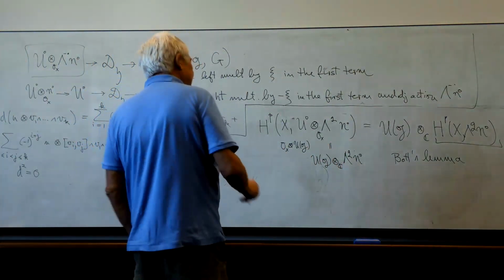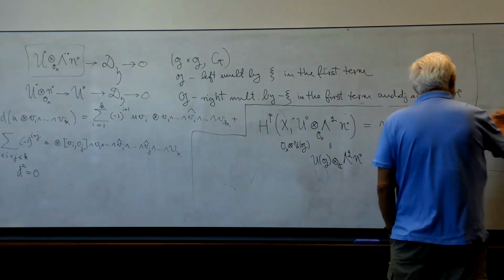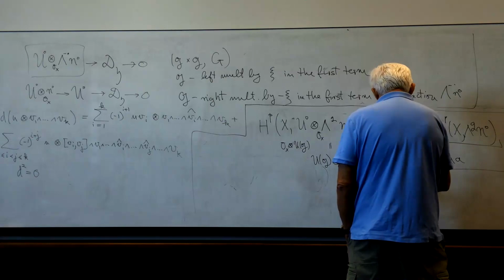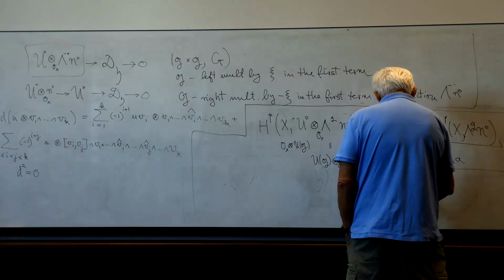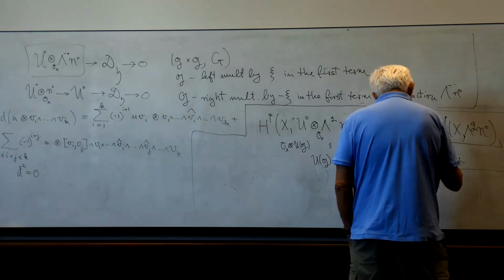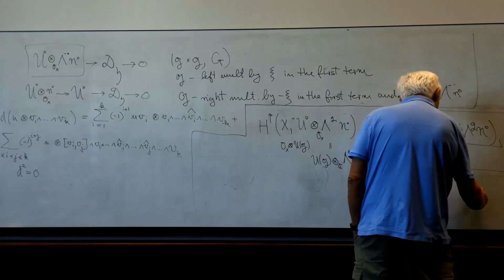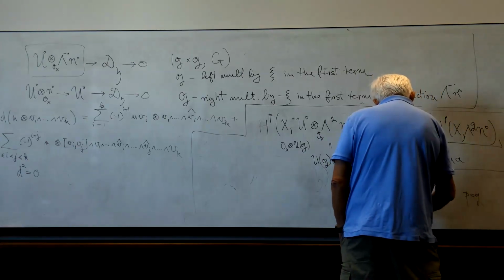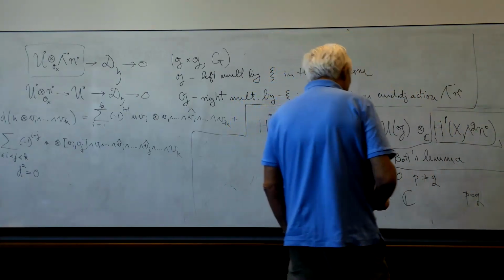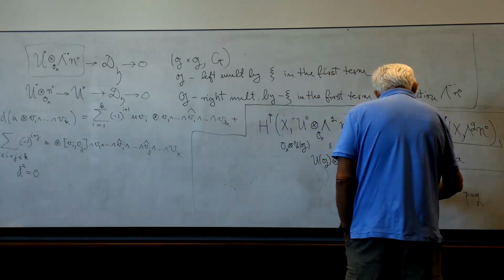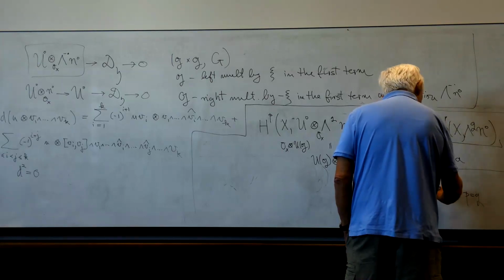Yeah. Okay, so Chris explained what this thing is. And this is zero if P and Q are different, and it is not zero if P is equal to Q. And in this case, it's a trivial representation of G with multiplicities, cardinality of W, P.